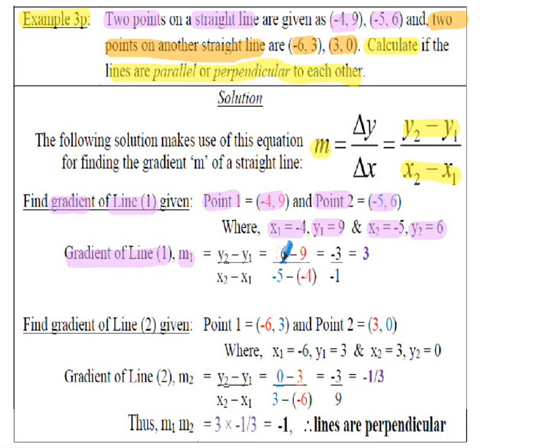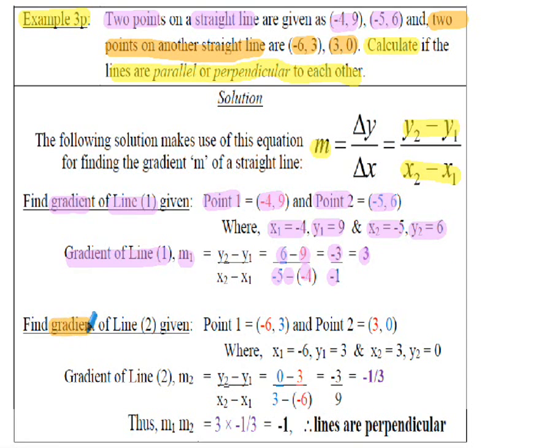So y2 is 6, take away y1 is 9, and on the bottom line x2 is negative 5, and we're taking away from that the x1, which is negative 4. Be careful of double negatives there. Evaluating, we get negative 3 on the top, negative 1 on the bottom, so the gradient there is 3.